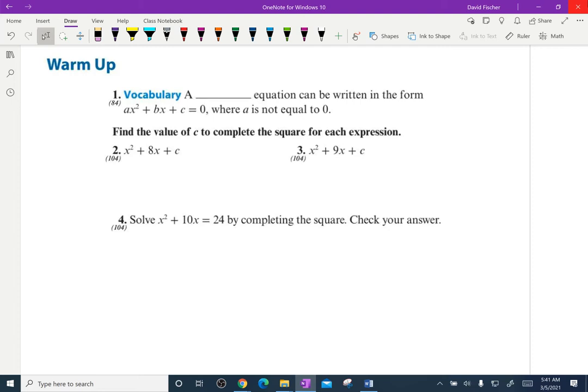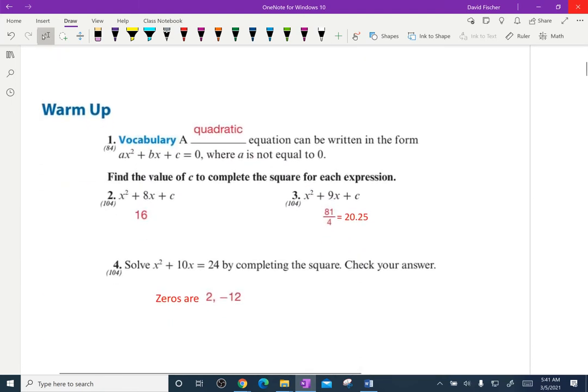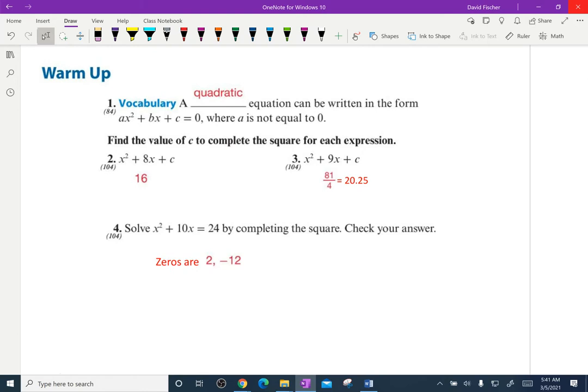Pause your video, do these warm-ups. All right, let's see how you did. So that is a quadratic equation when we have an x squared plus bx plus c, and we can write it in that form. I got 16 for the first one. Should have taken 8 divided by 2, which is 4, and squared it. Problem number 3 is 20.25. And number 4, my zeros are 2 and negative 12 is what I came up with.